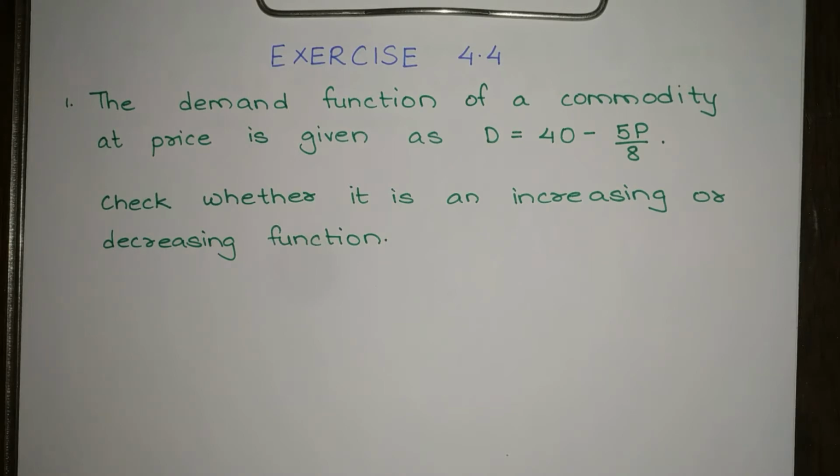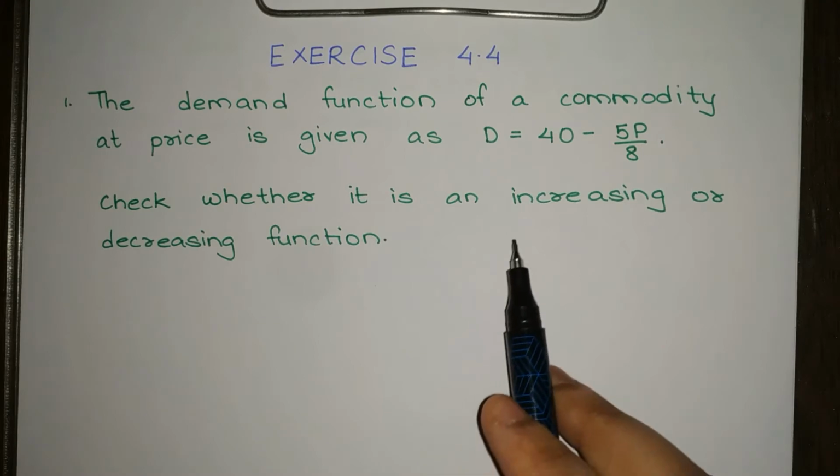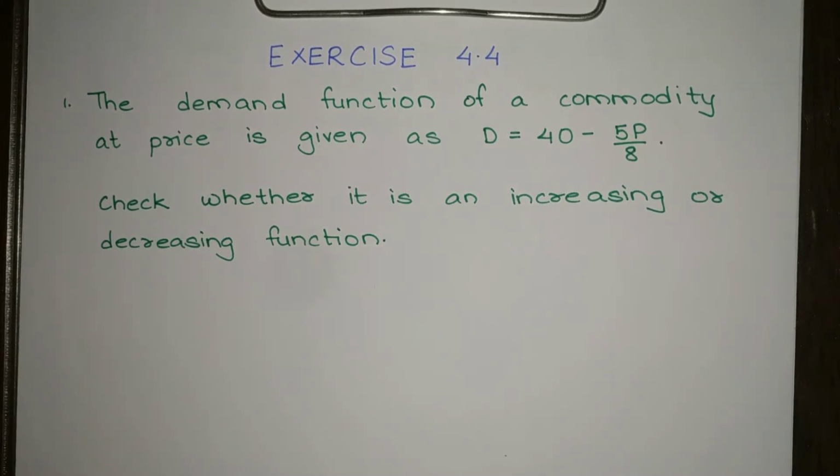The demand function of a commodity at price p is given as D is equal to 40 minus 5p by 8. Check whether it is an increasing or a decreasing function. So here we have to check कि ये increasing है या decreasing है. उसके लिए हम लोगों को क्या करना पड़ेगा?